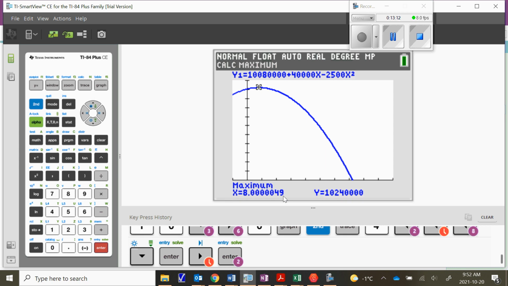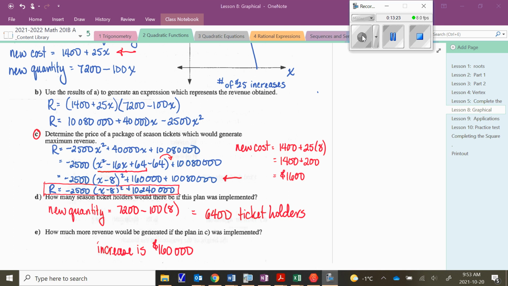So we can round, and that is to say that X equals 8 and Y is 10,240,000. Okay, so that is it for the revenue questions. Let's move on to area questions.